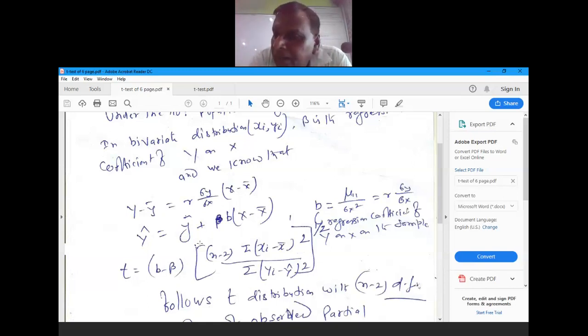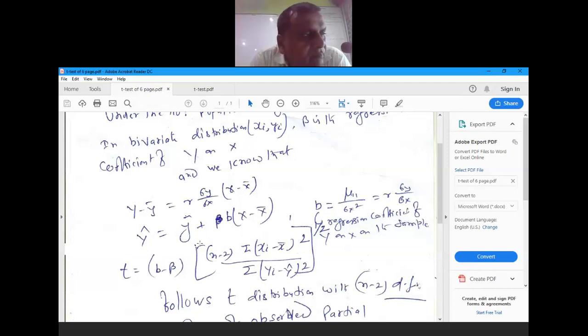There are 3 assumptions of t-test. First assumption is that parent populations from which sample is drawn should be normal. Samples are random, that is samples are independent, and population standard deviation sigma is unknown. Then what is the definition of t-test?